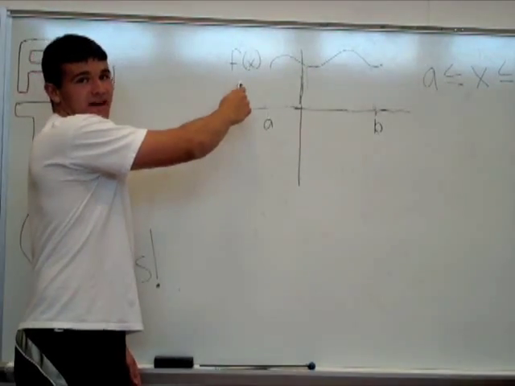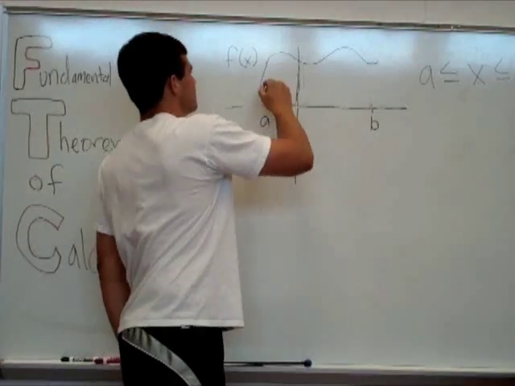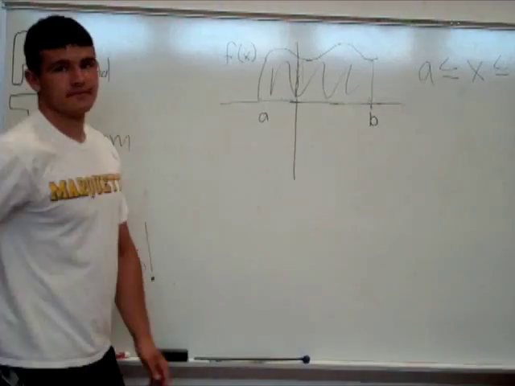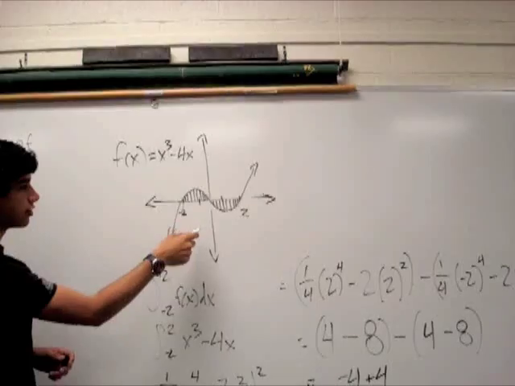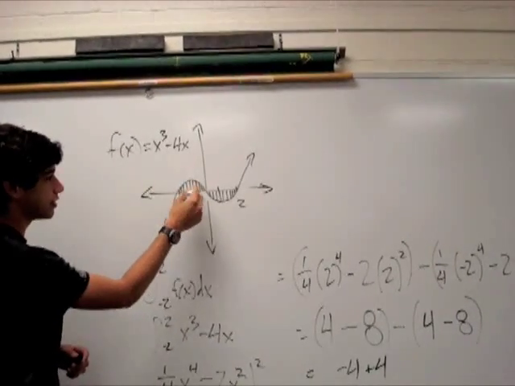Say you have the function f of x. If you take the integral of the function f of x, this will give the total area beneath the graph from the interval a to b. If the function f of x equals x cubed minus 4x, it's graphed here. We're taking it over the interval -2 to 2. So this area is shaded.